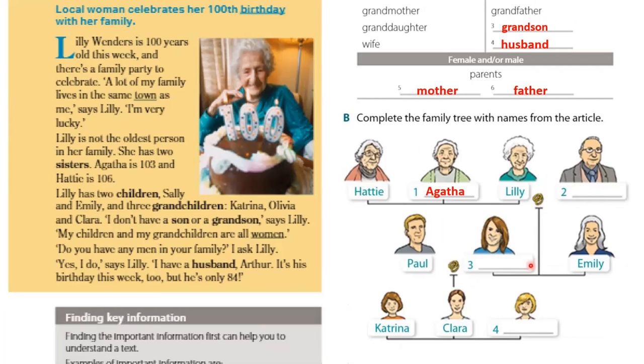Then we have his husband, their daughters, and their grandkids. Okay, aquí tenemos a su esposo, sus hijas y sus nietas. So you must look in the lecture for their names. Busquen en la lectura los nombres de esas personas.